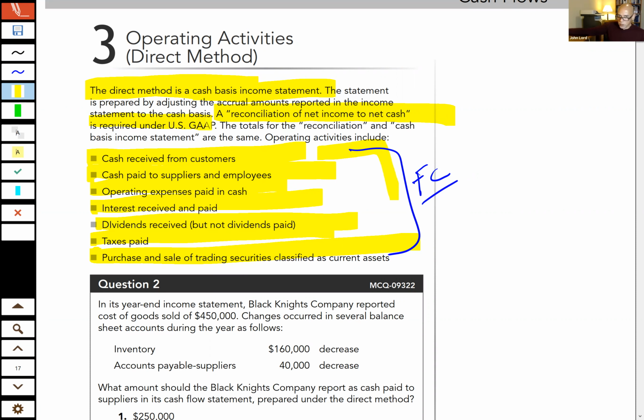Note that you would still have to do the reconciliation of net income to cash provided by operations. You'd still have to do the indirect method operating section as part of the overall presentation under the direct method. So even though you don't have that on the face of the statement of cash flows, you would have to disclose the reconciliation of net income to cash provided by operations, even if you use the direct method.